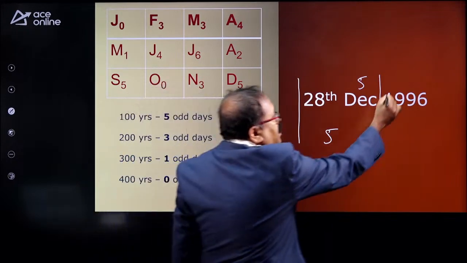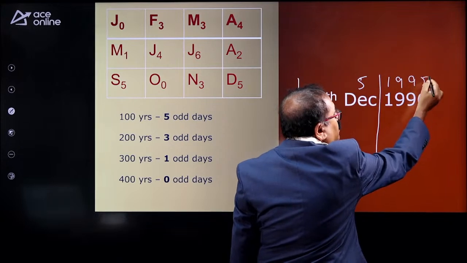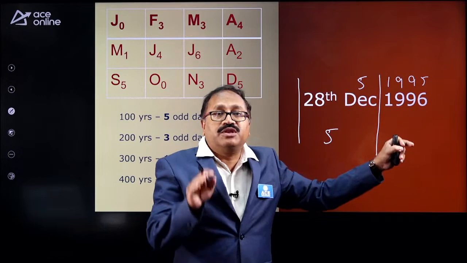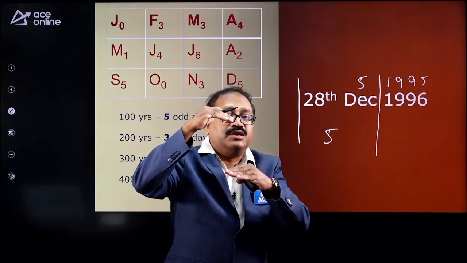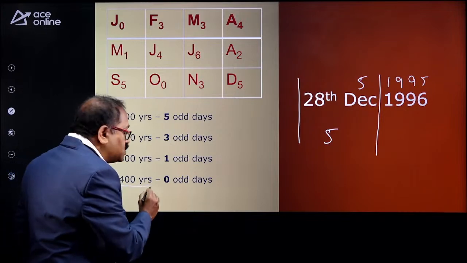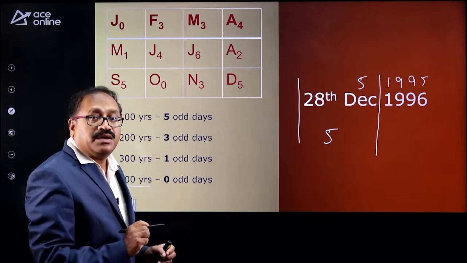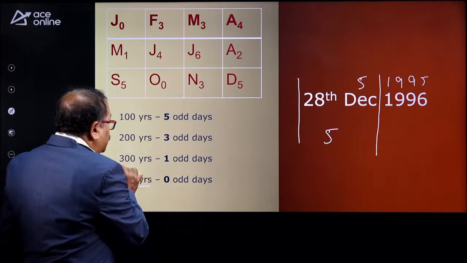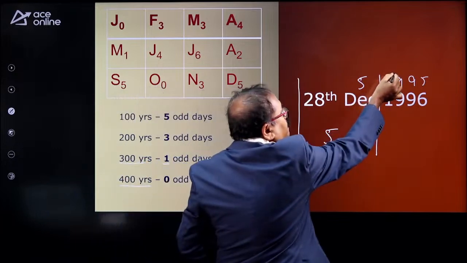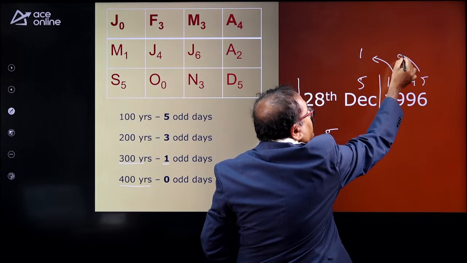And you need to calculate for 1995. In 1900, previously we have seen, 1900 can be written as 1600 plus 300. And 1600 will be 0 odd days. All the years which are multiples of 400 have 0 odd days. And another 300 years, 1 odd day. So like that you can write down 1 odd day for this, and then for the year 95.